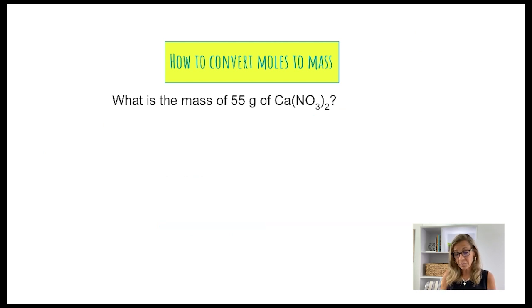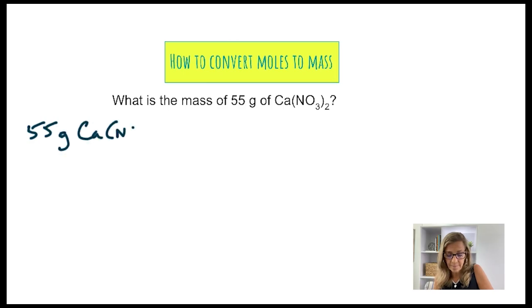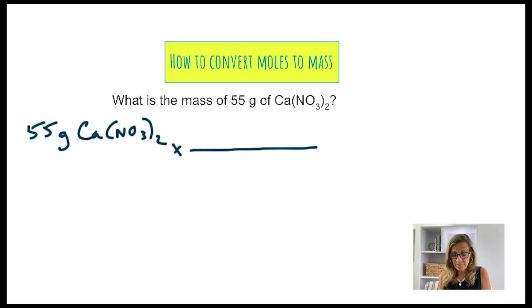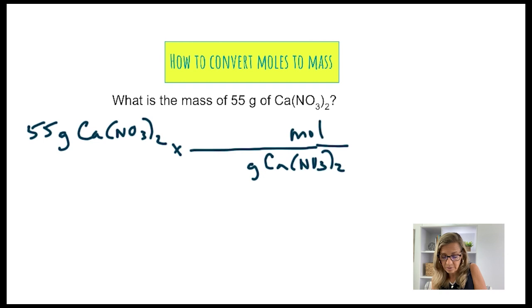All right, can we use molar mass going the other way if we have grams going to moles? Well, here's an example. I still got my calcium nitrate. So let's start with the mass. We have 55 grams of calcium nitrate. And this time we want to go to moles. So let's set up our conversion factor. Units first. I have grams, so I'm going to put that on the bottom, grams of calcium nitrate. And then I want to go to moles. Okay, and when I'm all done, I'm going to end up with moles of calcium nitrate.